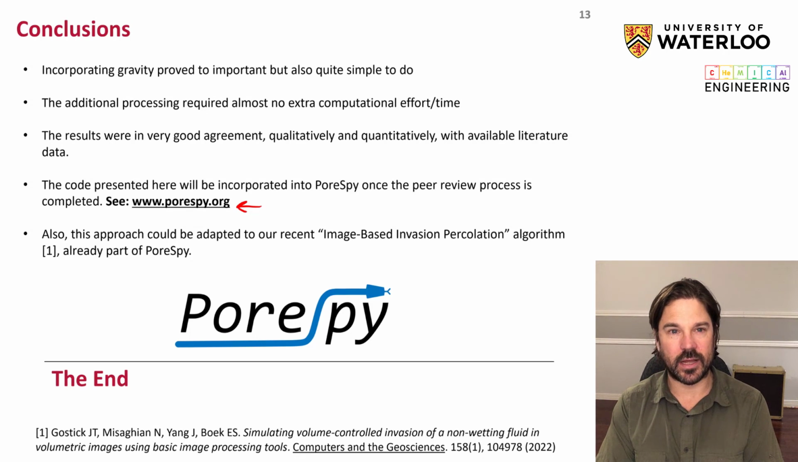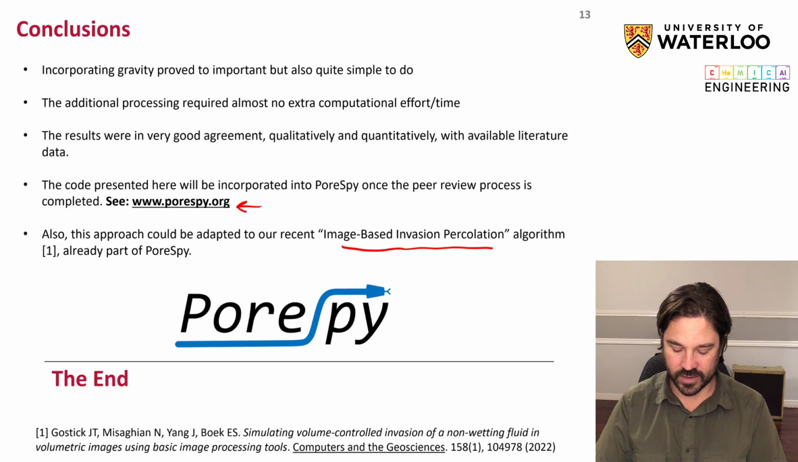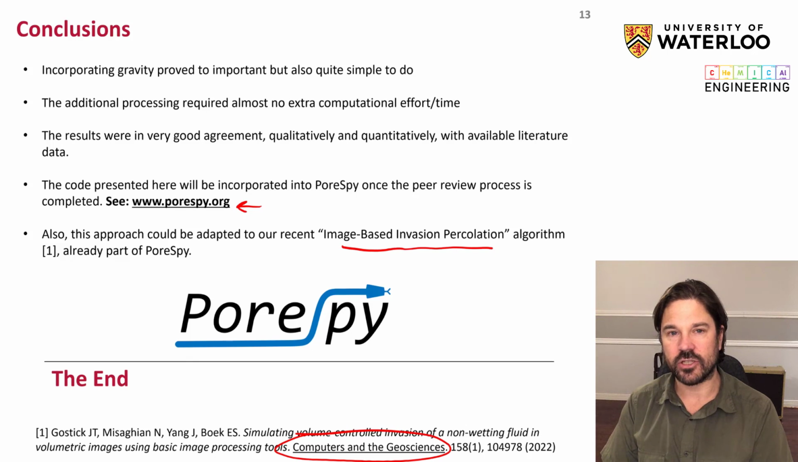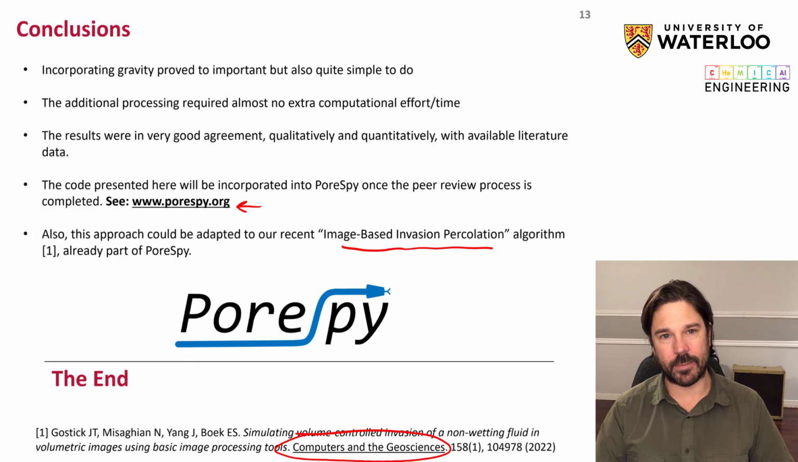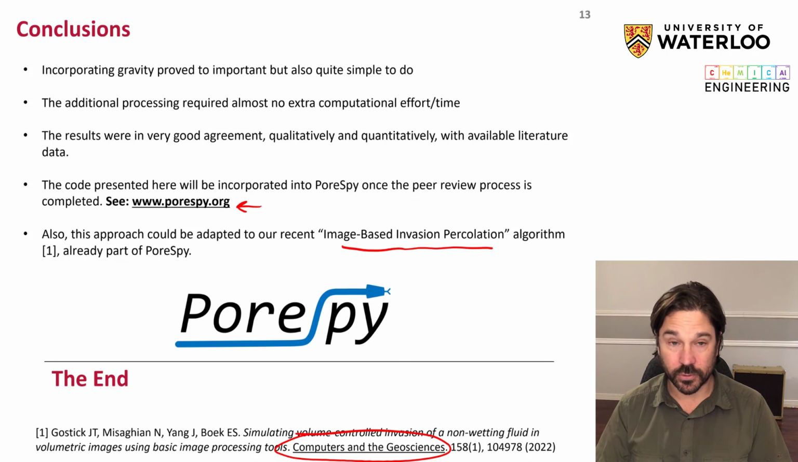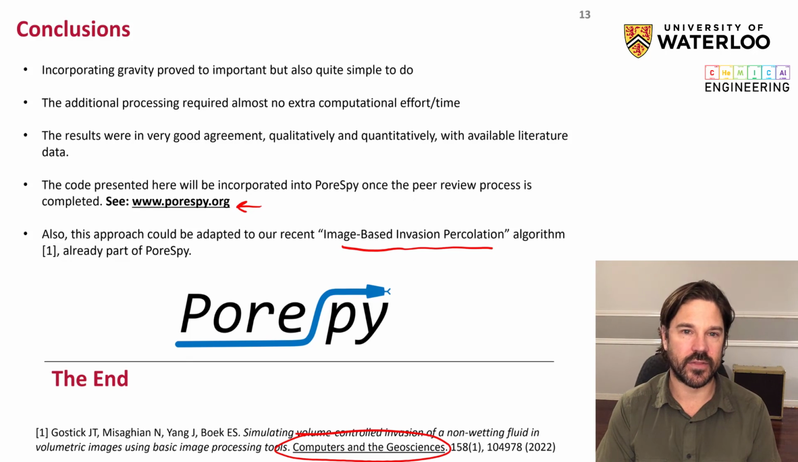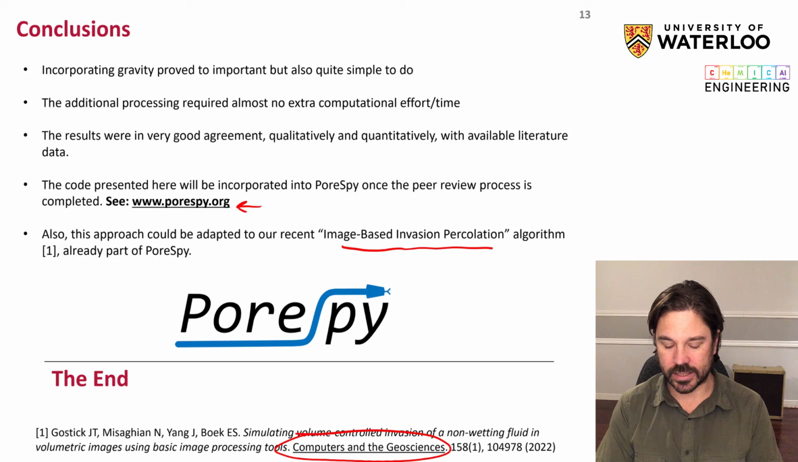And lastly, future work. I think this technique can be applied to our recent publication on image-based invasion percolation, which you can find in Computers and Geosciences. It should be possible to take this pressure map with the rho g h correction and do the invasion percolation simulation on that image as well, so that you can get the volume-controlled pseudo-capillary pressure curves, actually matching the data from Ayaz et al. that I showed earlier. So we're looking forward to trying that.